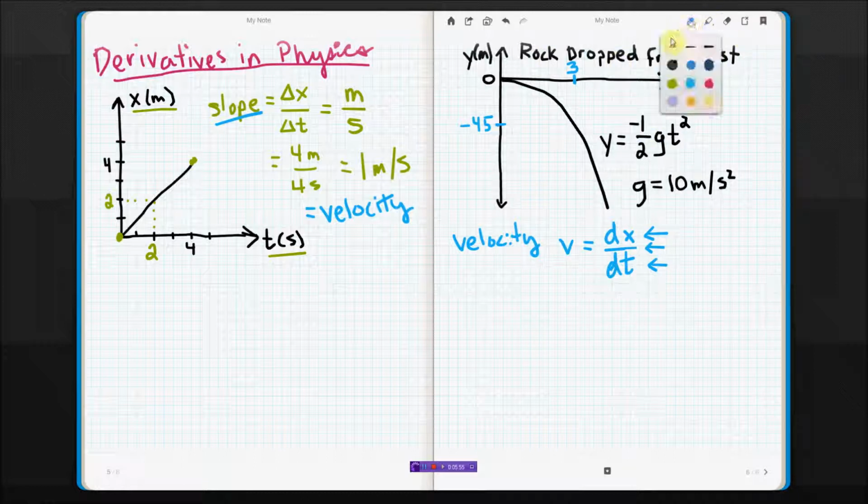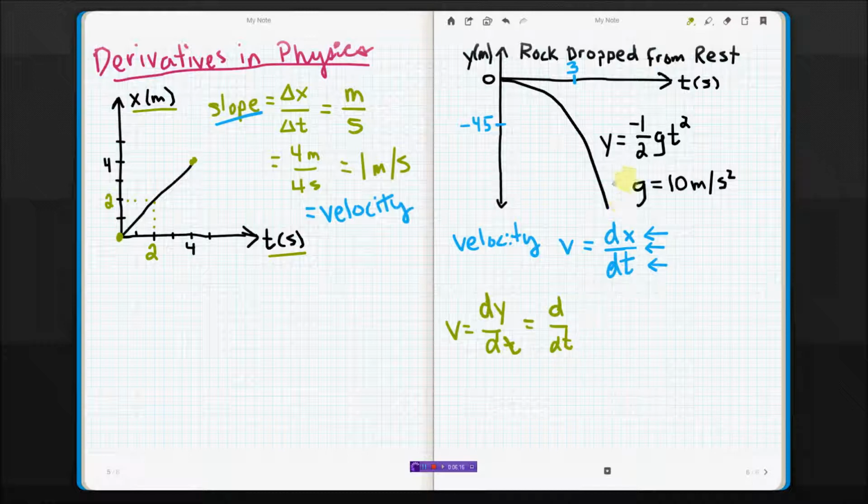Yeah. Anyway, in this case, for this velocity, oops, I'm using y instead of x, so we get dy dx, or oh gosh, dt. Why did I say that? I'm so sorry if I just confused you so badly. Okay. Let's replace the y with what y equals. Negative 1/2 gt squared.